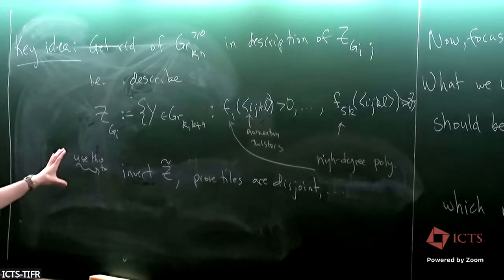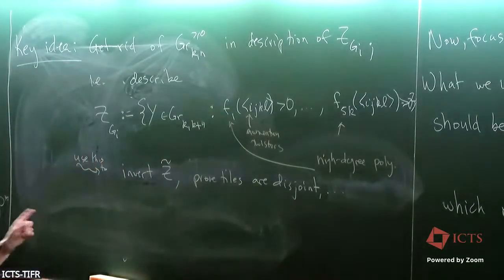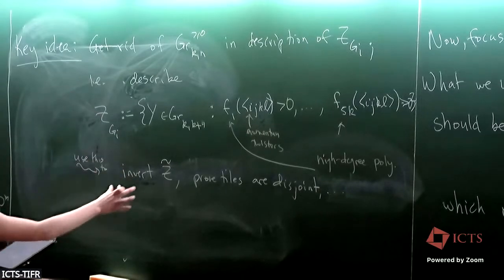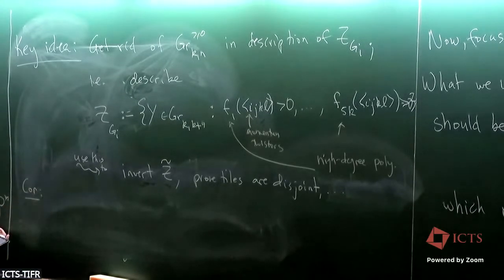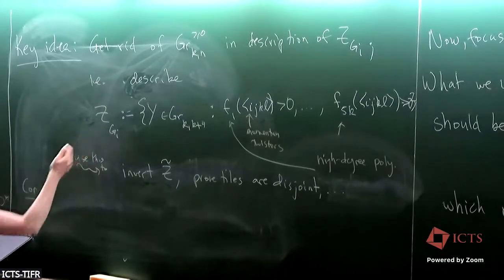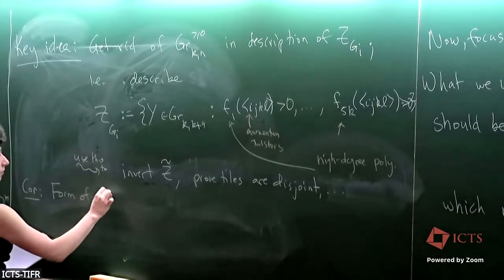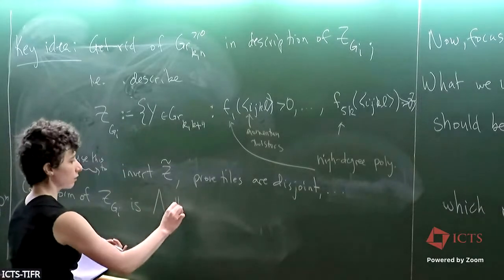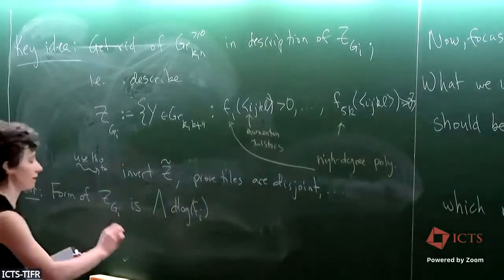I'm about to go into more detail about what these F's are and what these momentum twistors are. Before I do that, I just want to say that using this semi-algebraic description and how to invert the z tilde map, you can get, kind of as a corollary, that a reasonable form to associate to Z_G is just the dlog form of all of the F_i's. Essentially, I'm lying to you a little bit.